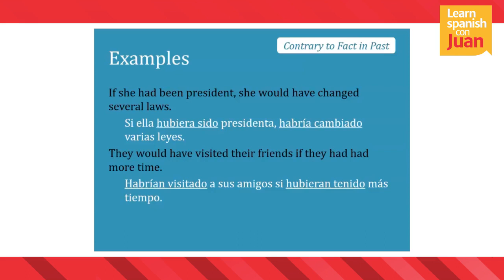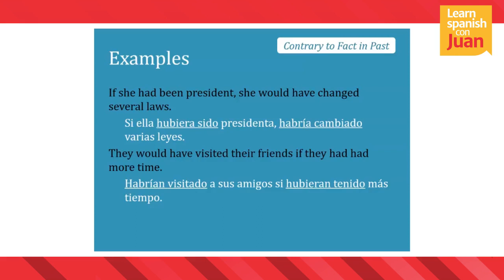They would have visited their friends, but they didn't. If they had had more time, habrían visitado sus amigos si hubieran tenido más tiempo. Again, I have flipped the order of the if-then clauses, right? I could also say, si hubieran tenido más tiempo, habrían visitado a sus amigos.